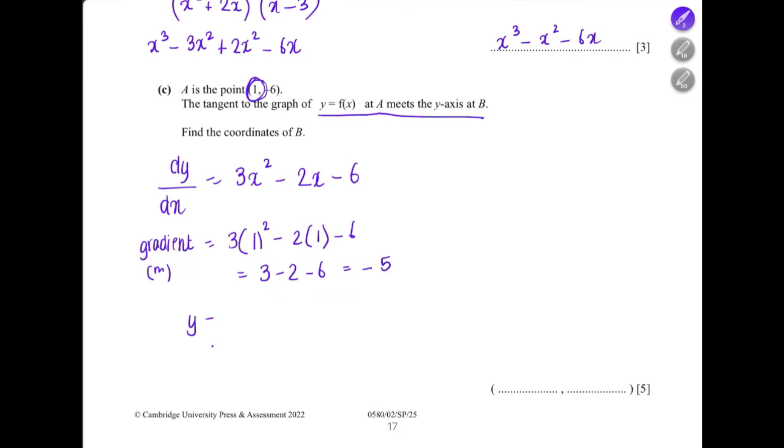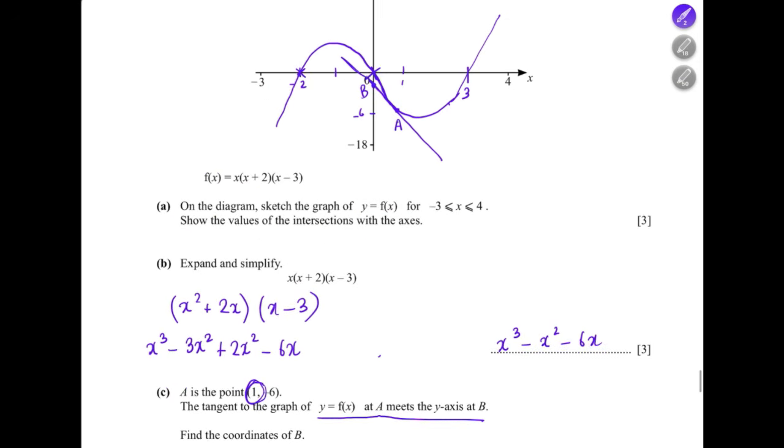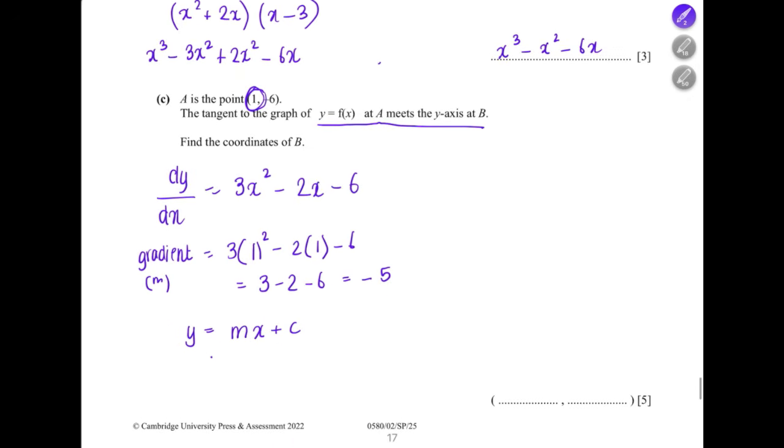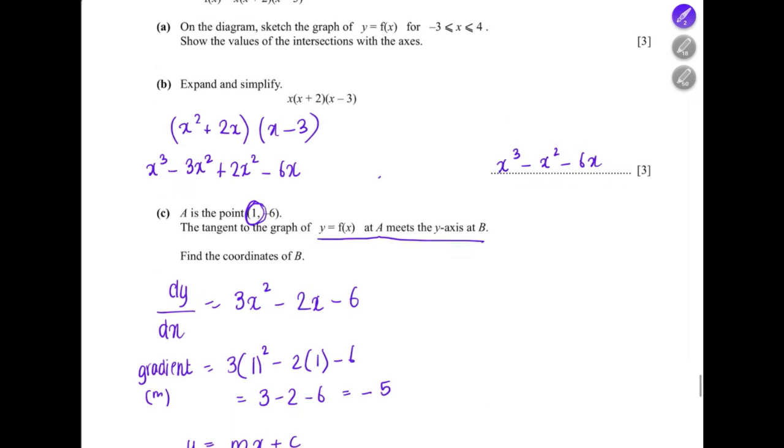So now if you write your equation of line y equals mx plus c, you need to find the value for the y-intercept. The y-intercept is basically the point where your line is meeting the y-axis. Remember, at B, it's meeting the y-axis, right? So you need to find B. What is the value for y? It's -6 equals m, the gradient, -5 into x, which is 1, plus c. So -6 plus 5 equals c. c is therefore -1. So you can say the coordinates of B: the x value is 0 and y is -1.